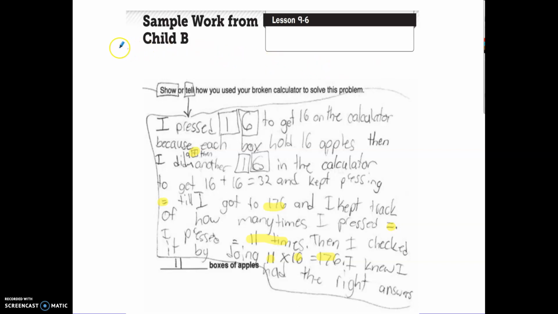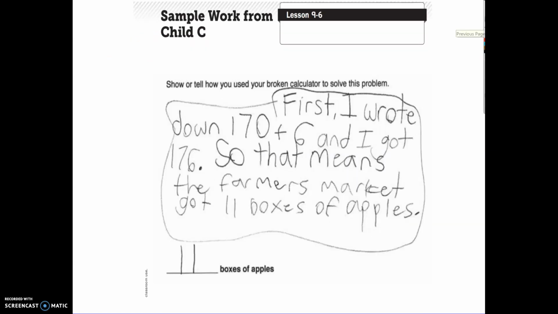Now I'm going to show you another example. Here's child C. Well, how do they do it? It says, first I wrote down 170 plus 6, and I got 176. So that means the farmer's market got 11 boxes of apples.